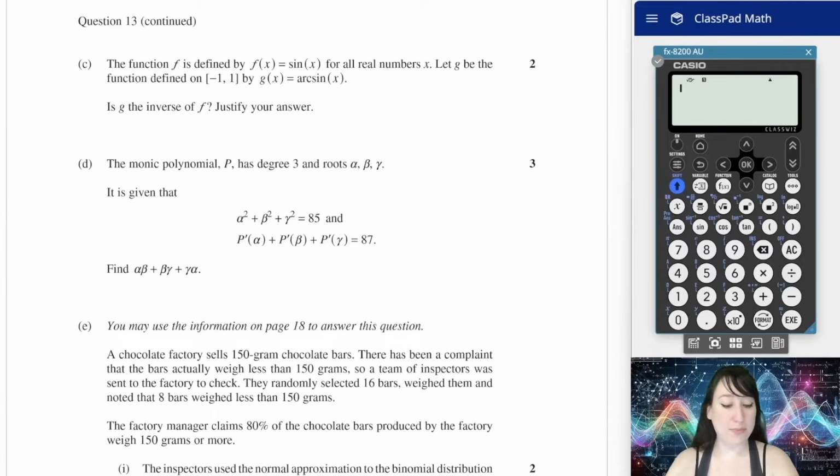Question 13D. The monic polynomial p has degree 3 and roots alpha, beta, gamma. It is given that alpha squared plus beta squared plus gamma squared is equal to 85, and the derivative of p at alpha plus the derivative of p at beta plus the derivative of p at gamma is equal to 87. Find alpha beta plus beta gamma plus gamma alpha.